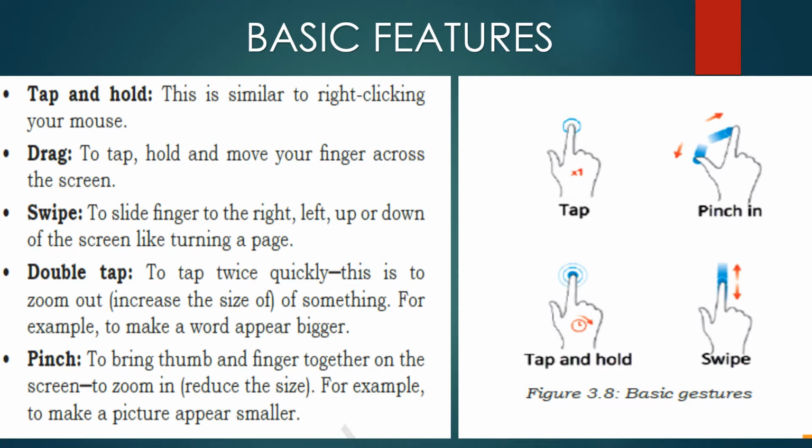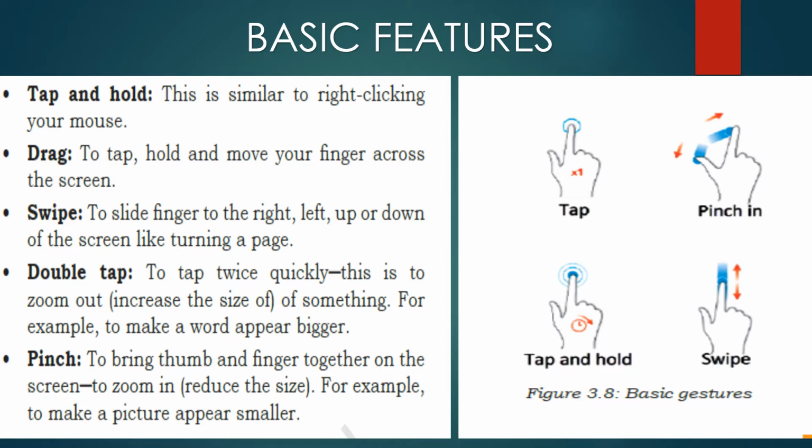Second one is tap and hold. This is similar to right clicking your mouse. Third one is drag. To tap, hold and move your finger across the screen. Fourth one is swipe. To slide finger to the right, left, up or down of the screen like turning a page.